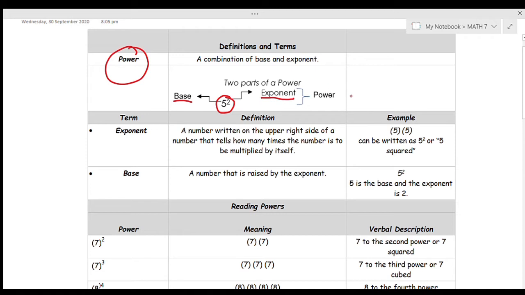Pag sinabi nating base, eto yung 5 dito. Pag sinabi naman nating exponent, eto yung small number dito sa upper right ng base na to. At ang tawag sa kanila is power. They are called power. Next, we have this term.